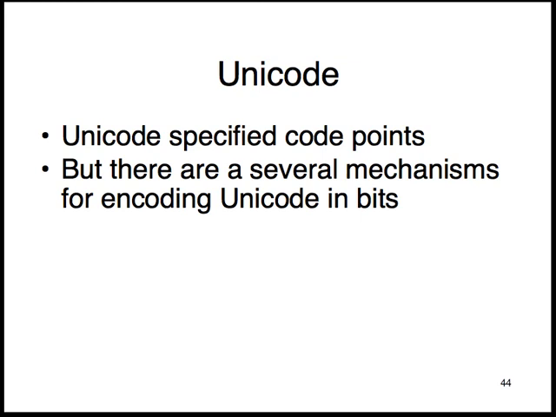But how we code 16,375,000 using bits isn't necessarily the same way we would have coded 65. Okay? So there's a couple of different things. The mechanism for encoding Unicode in bits can vary. All that's fixed are the code points. So we can say that this Chinese character here has a particular code point, 16,000,002 or something.